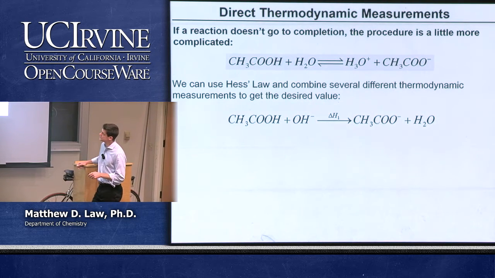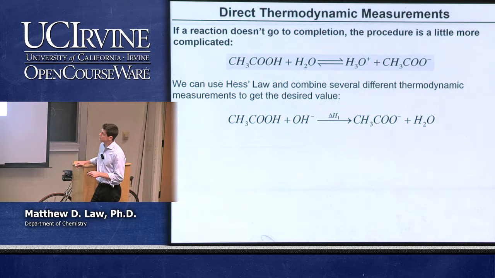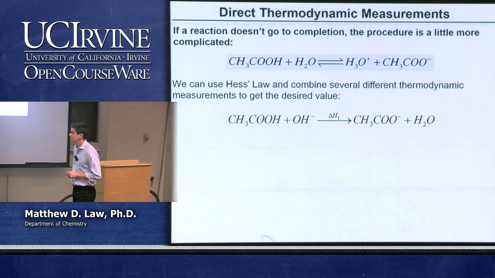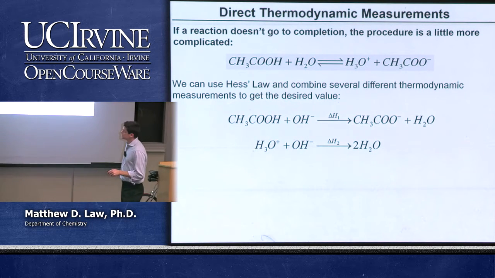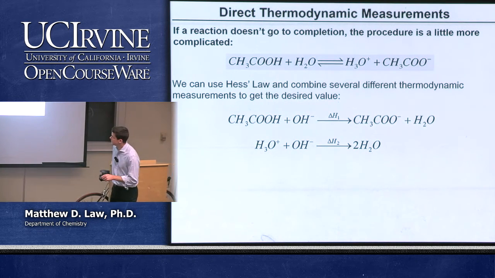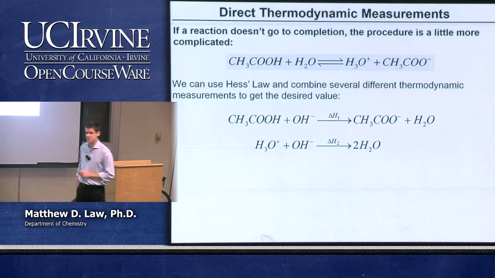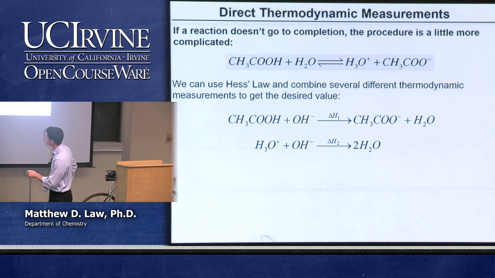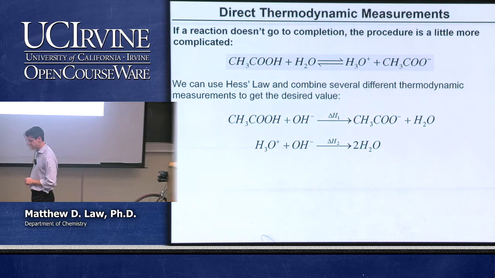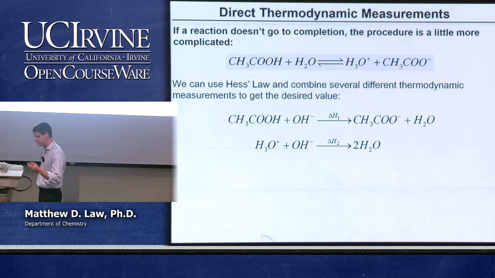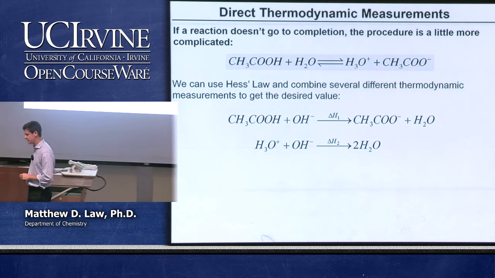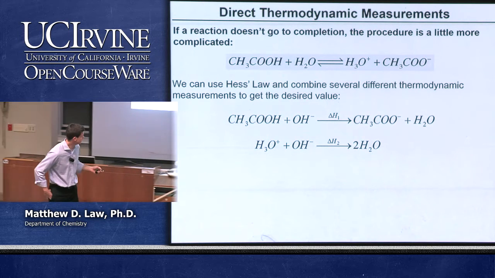Well, we could take acetic acid and react it with a strong base. So this is a weak acid strong base reaction that goes to completion, right? We could measure that in a calorimeter if we wanted to. And then we can measure another reaction that goes to completion, strong acid, strong base. This is the reverse reaction for the autodissociation of water, giving us neutral water in this case. We can measure that if we wanted to. Of course, these values are already tabulated, so we can just look them up if we wanted to as well.